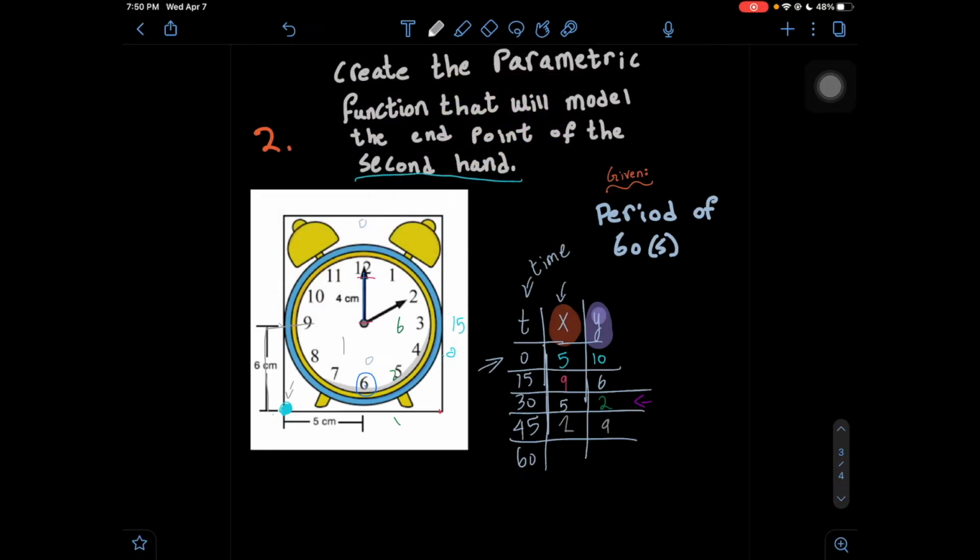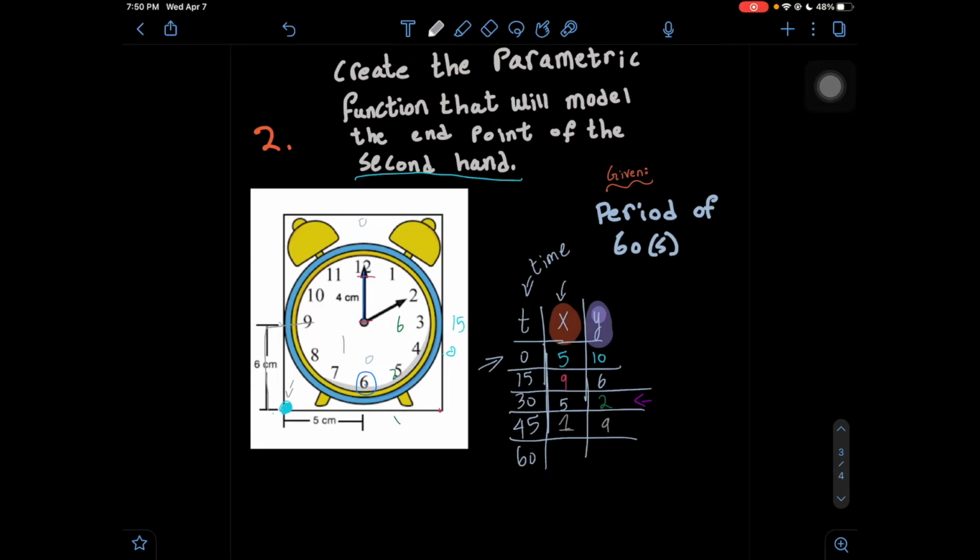We are at 9. Next, let's go ahead to 60 seconds. Well, 60 seconds and 0 seconds are at the same place on the clock, so they have the same coordinates, which are 5 and 10. Now we have our table set up, so we just need to make the equation.